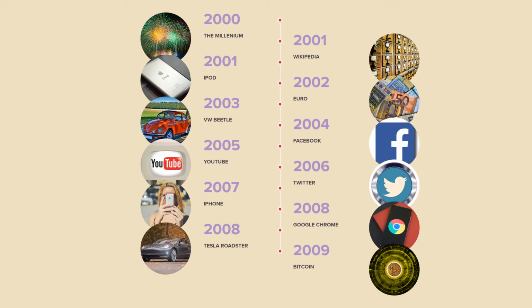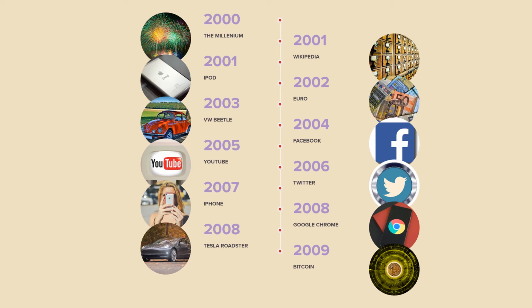In 2001, Wikipedia was launched and Steve Jobs introduced the first iPod. In the year 2002, the euro was introduced as currency. In 2003, the Volkswagen Beetle was made in Mexico as the last one after 65 years in production. In 2004, Facebook was formed. A new era started. In 2005, YouTube was founded.